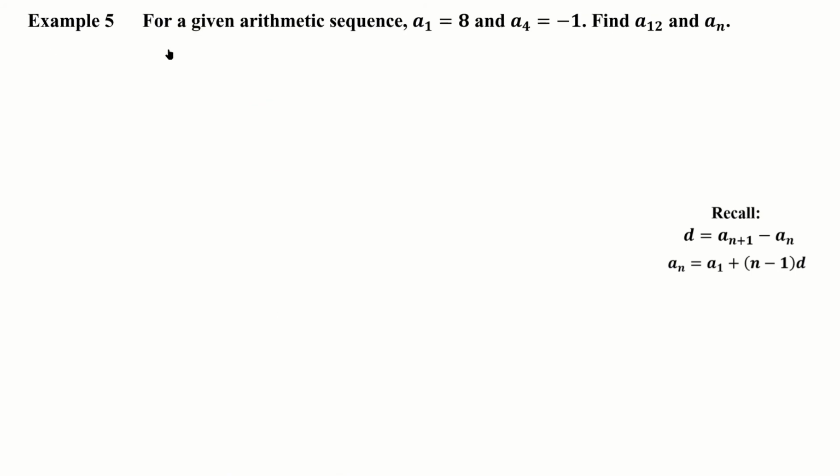All right, for our next example, for the given arithmetic sequence, we know that the first term is 8 and the fourth term is -1. We want to find A12 and An. So we are going to find the common difference first, but we're going to do it a little bit differently here because we don't have a pair of consecutive terms that's given to us, but we do know what A4 and A1 are.